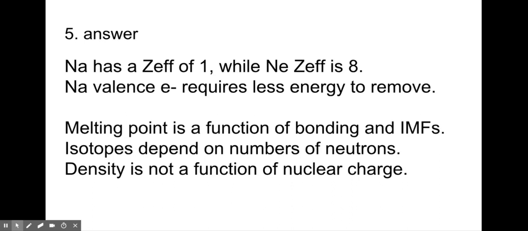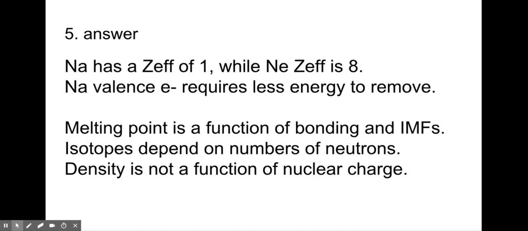The sodium valence electron is really only going to feel the attraction of one of those protons in the nucleus, while the outermost electrons for neon are going to feel the attraction of 8 protons. Therefore, the sodium valence electron, not being held as tightly to the nucleus, is easier to remove and requires less energy to remove. Therefore, its ionization energy is lower.